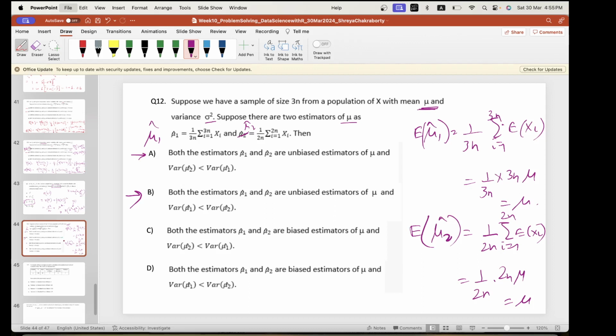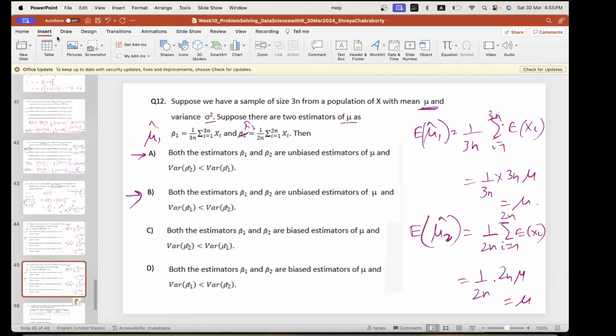Now the next part is to find out the variance. So similarly, we will calculate the variance.